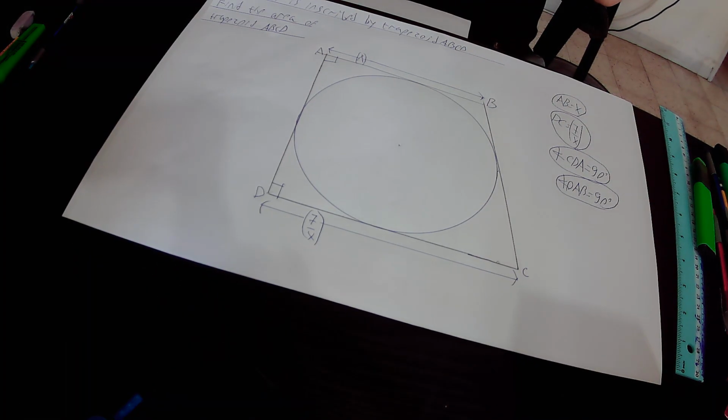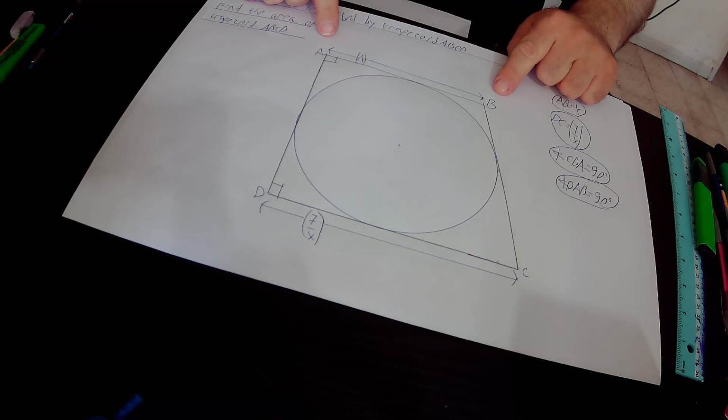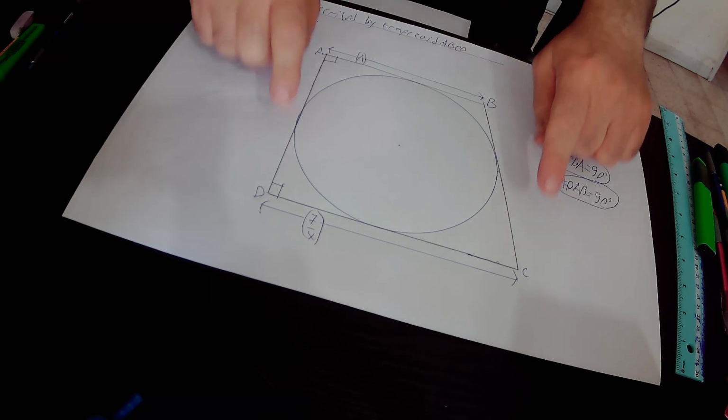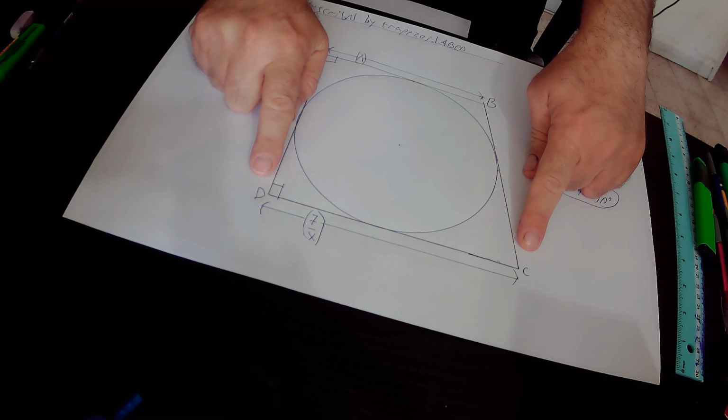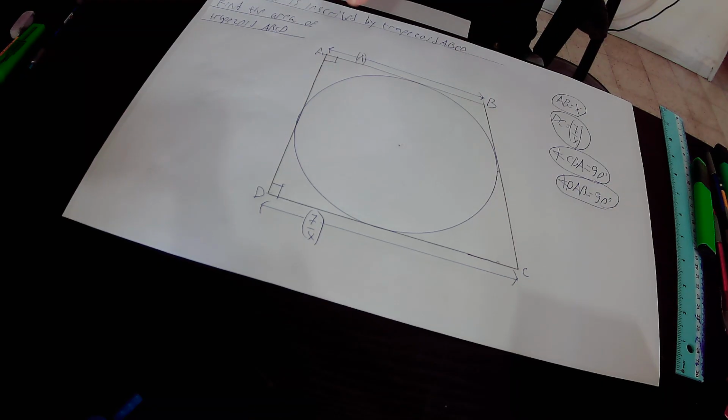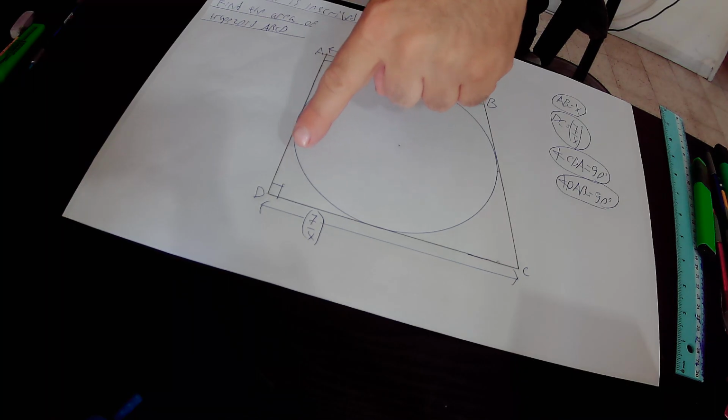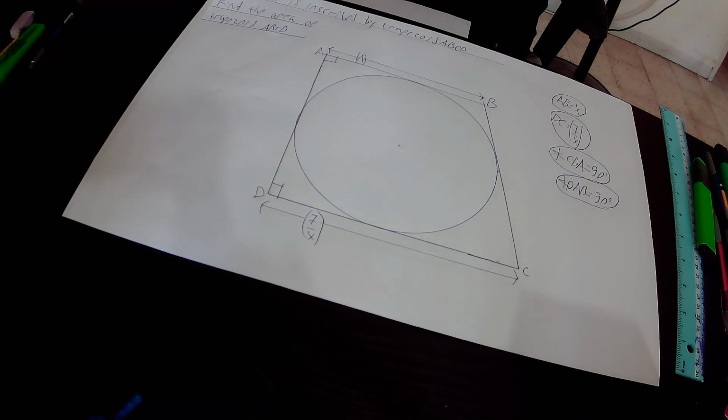In the drawing, we have a circle that is inscribed by this trapezoid ABCD. In addition, we know that side AB of trapezoid ABCD equals x units in length. This is side DC that equals 7 over x units in length. This is angle BAD that is a right angle. This is angle ADC that is also a right angle. Again, our mission is to find the area of this trapezoid ABCD.